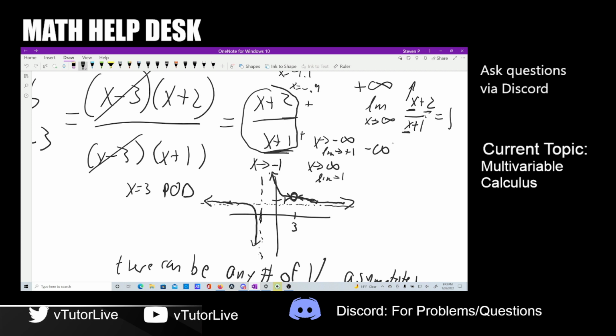Negative infinity is almost identical. So x plus 2 over x plus 1. In this case, because, again, the 2 and the 1 don't make a huge contribution, as it goes to negative infinity, this thing just sort of looks like negative infinity over negative infinity, which is just 1. Okay. That's kind of a sloppy way of thinking about it.